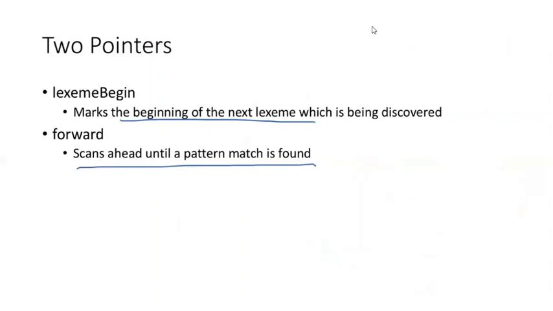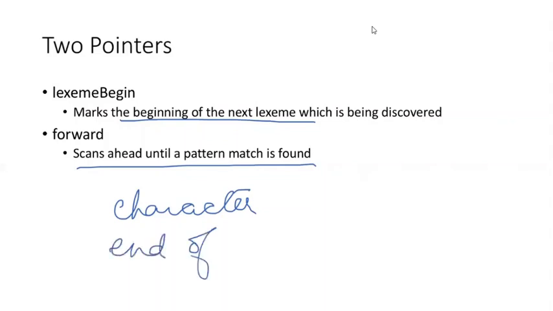Now, how do these two pointers take care of things? There are two things which it has to take care of. One, it has to take care of the character that it is reading currently, and it also has to keep track of the end of the buffer, whether it has reached the end of the buffer.